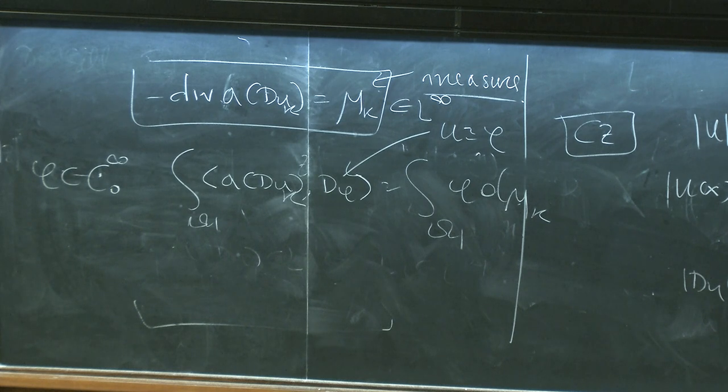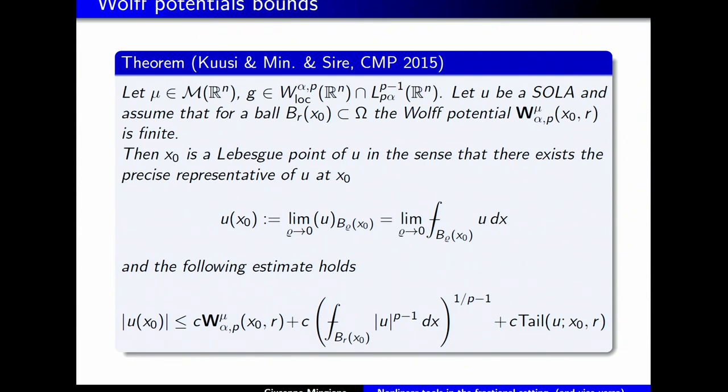Okay, so the main result with Tuomo and Yannick is the following one. You have exactly the potential estimate that now incorporates exactly the term you were waiting for. So you have the Wolff potential bound, which is now not n minus p, but n minus p alpha, because it must respect the scaling of the equation.